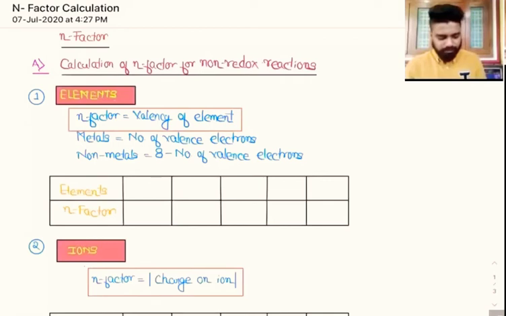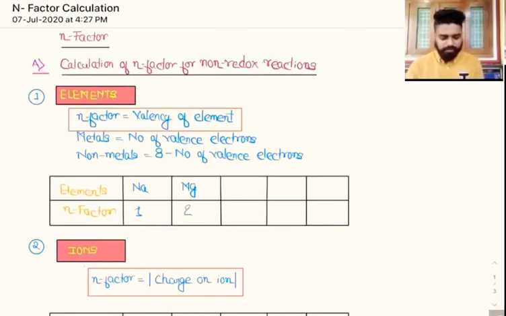Let's suppose we have sodium. Sodium is a metal, outermost shell contains 1 electron, therefore the n factor will be 1. In case of magnesium, outermost shell contains 2 electrons, n factor will be 2.